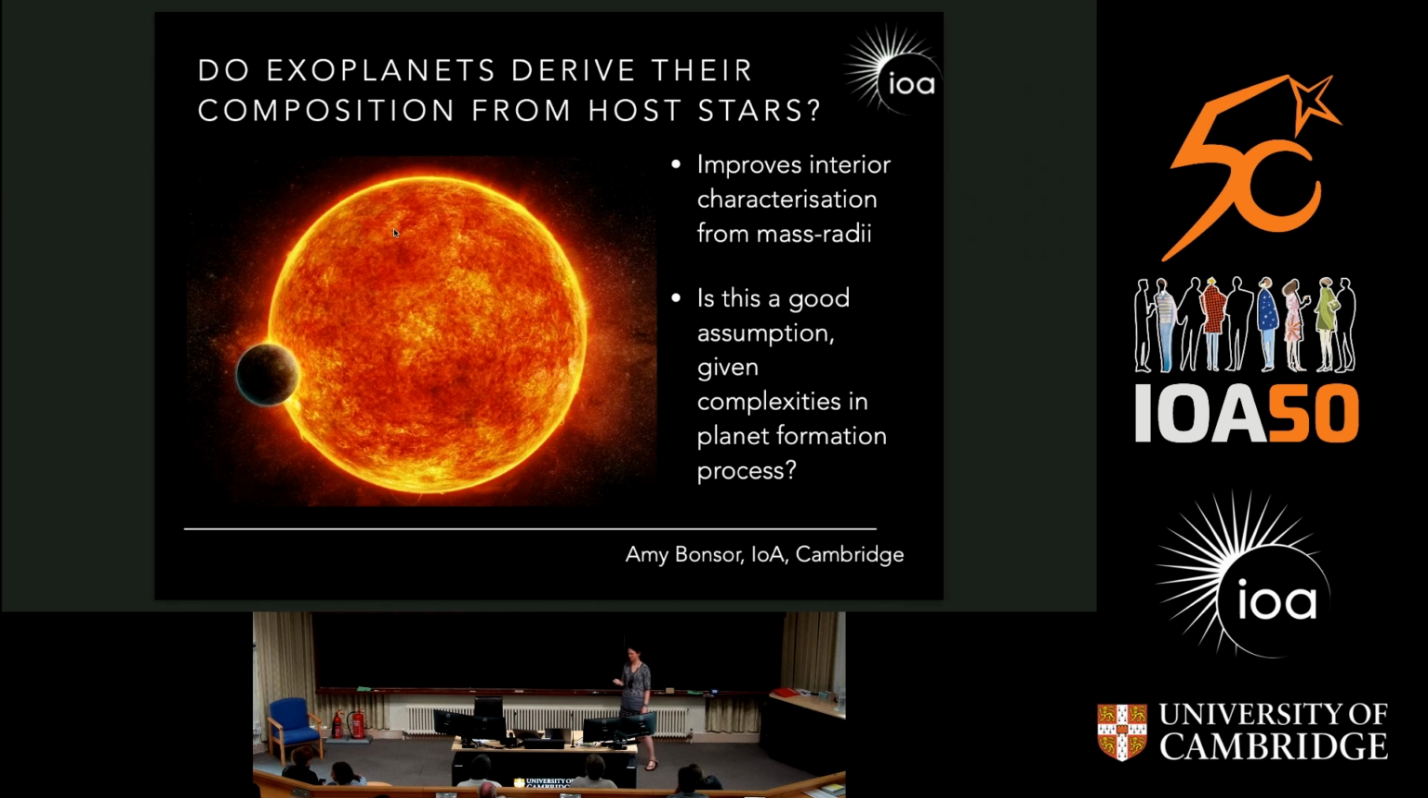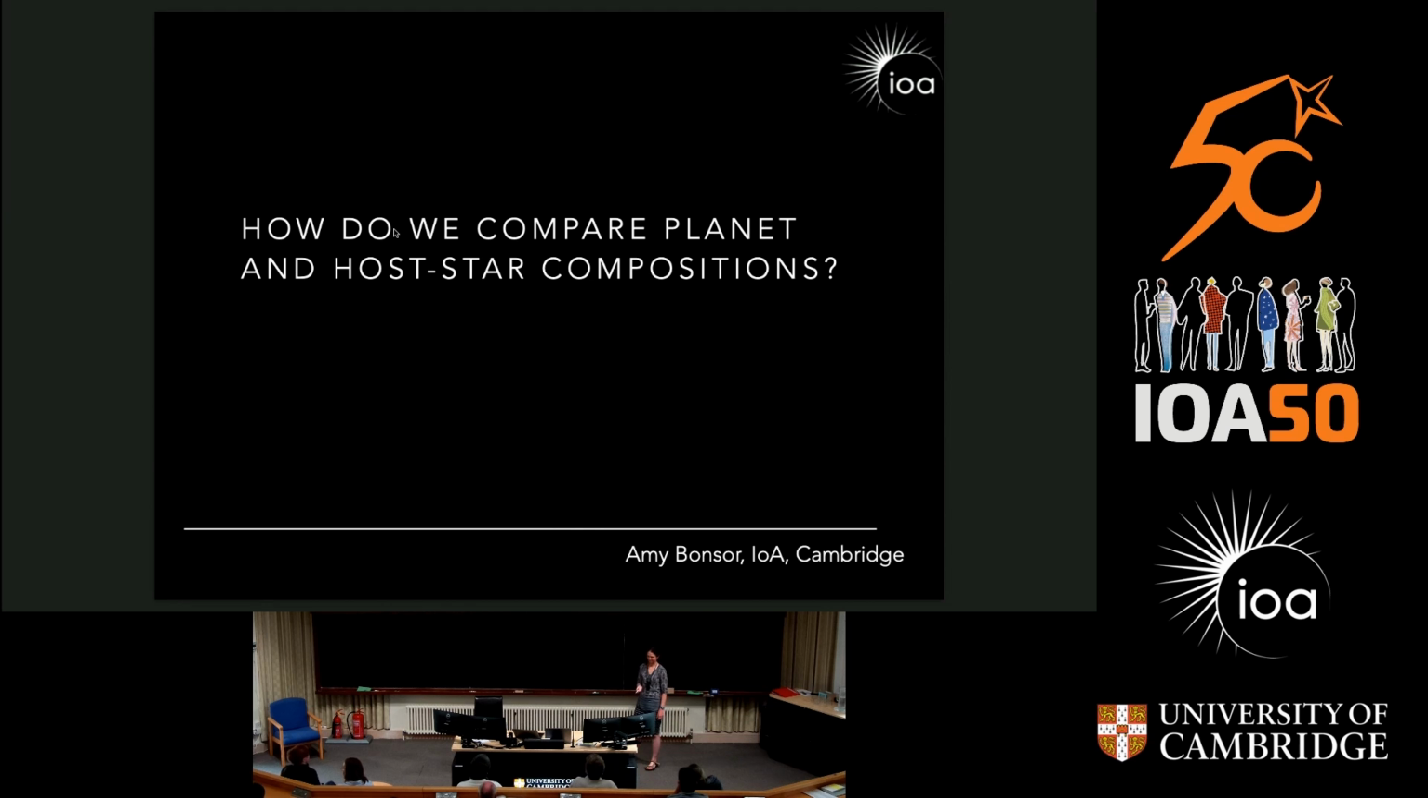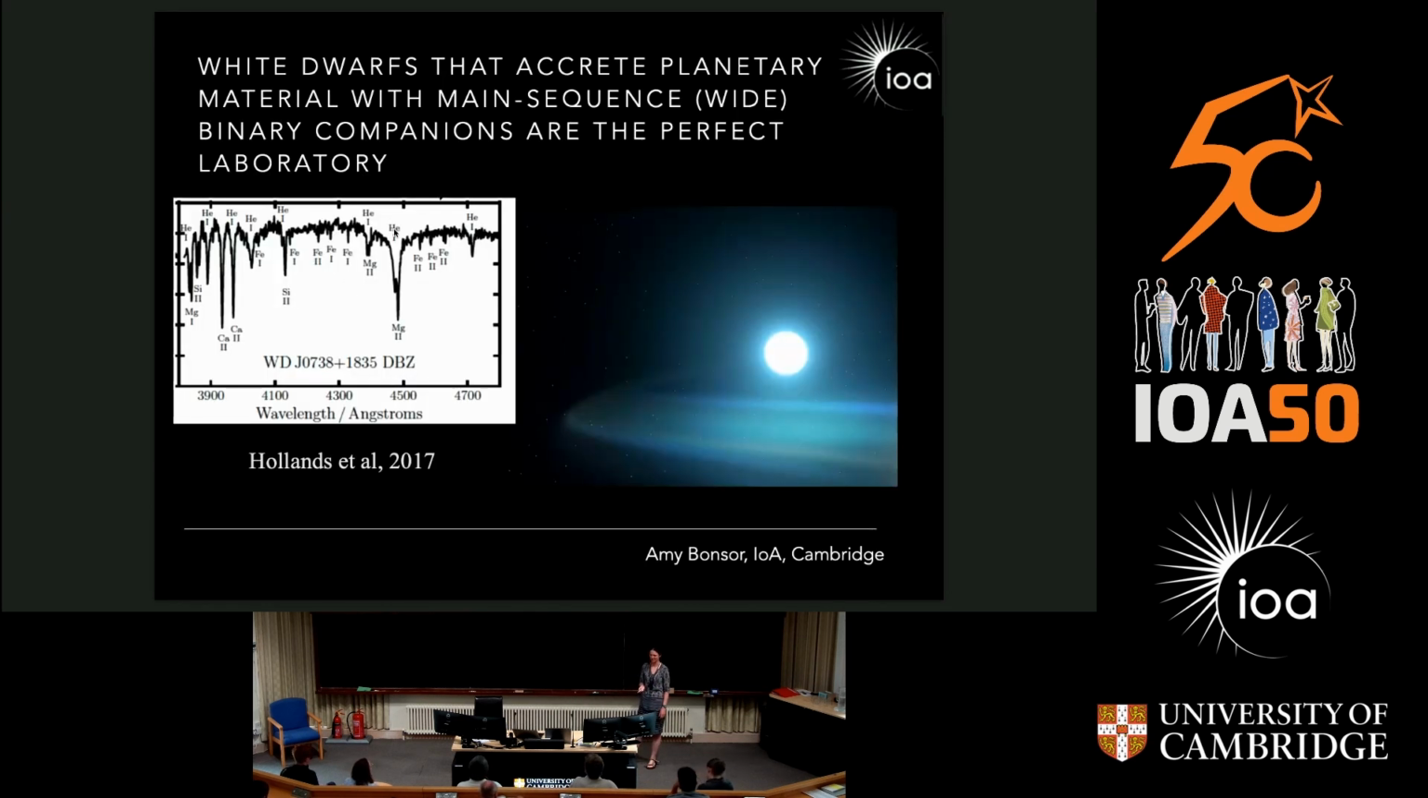And so what I'm going to talk about in the next 5 to 10 minutes is how we can test this from an exoplanet point of view. So how do we compare planet and host star compositions? Well, we're going to do that uniquely by using binary systems. If we imagine that we have two stars that have formed together, they form out of the collapse of the same cloud of molecular gas, so they have the same initial abundance of material there.